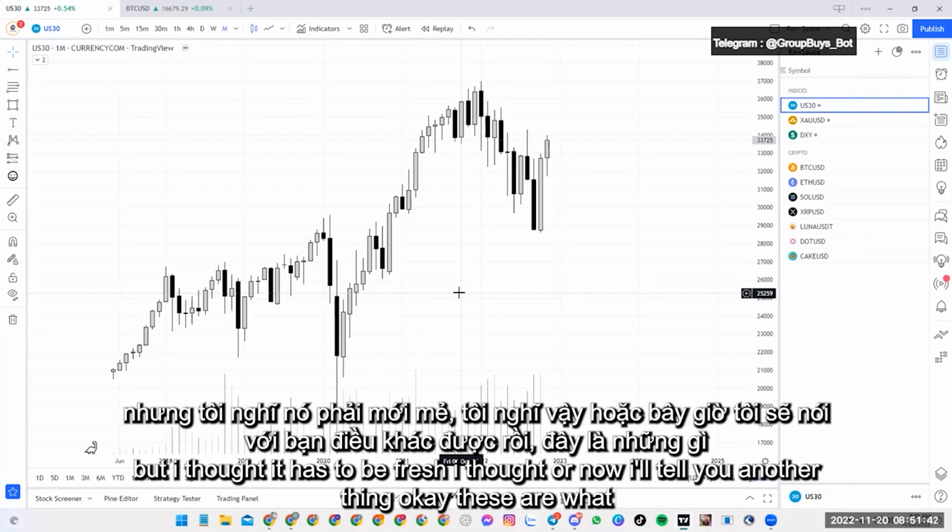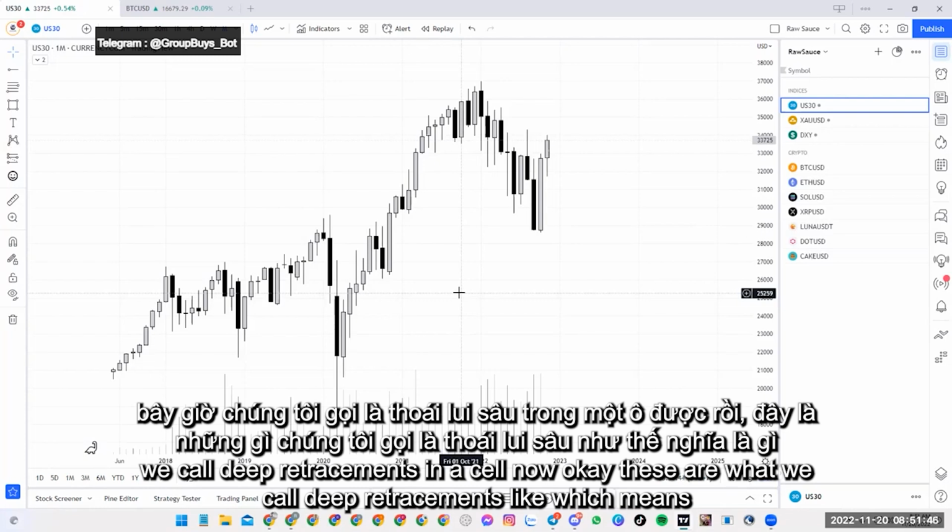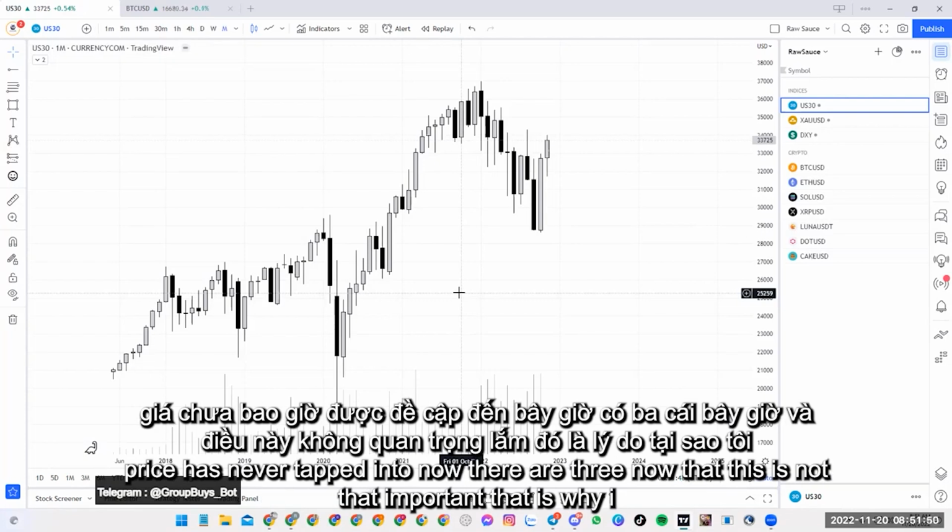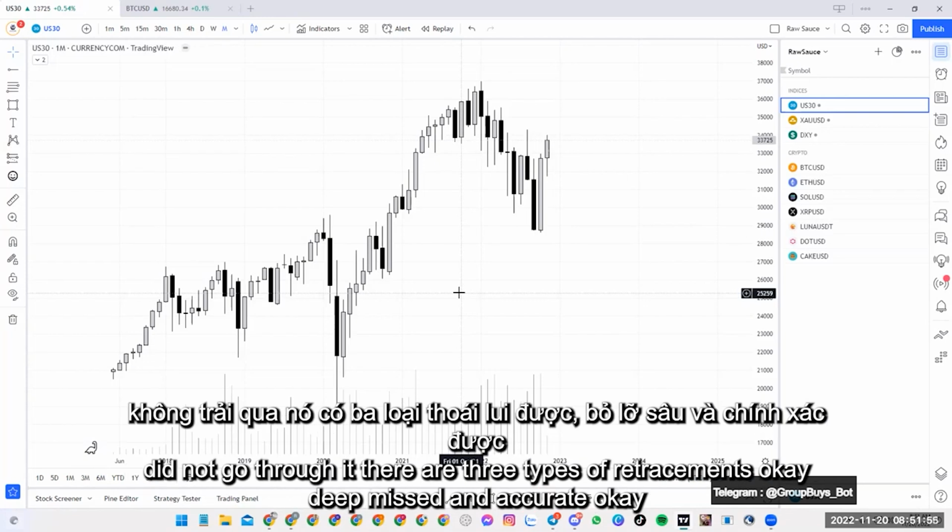Or now I'll tell you another thing. These are what we call deep retracements in SnR, which means price has never tapped into it. Now there are three. Now this is not that important. That is why I did not go through it. There are three types of retracements: deep, missed, and accurate.